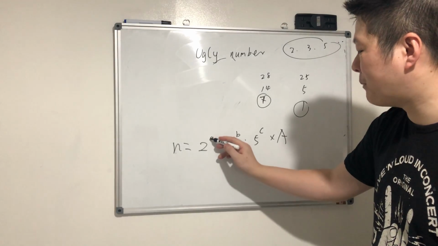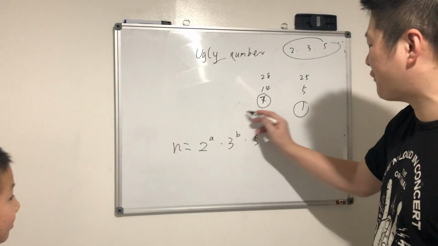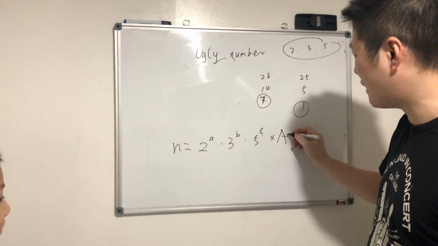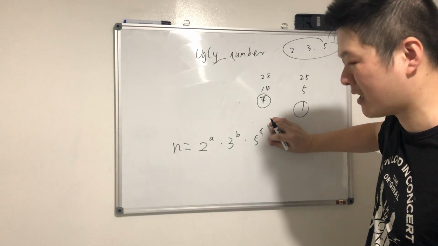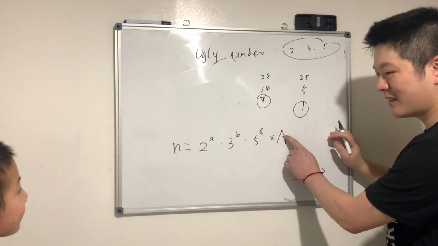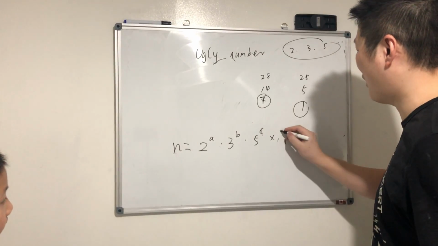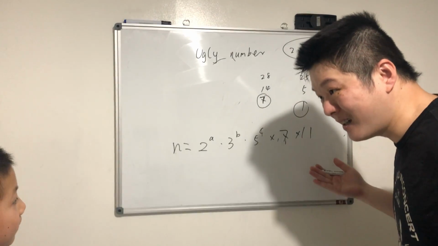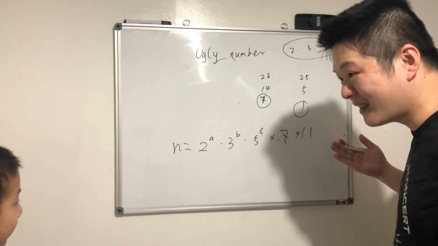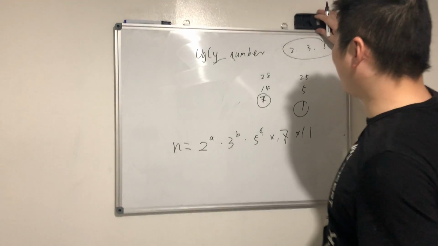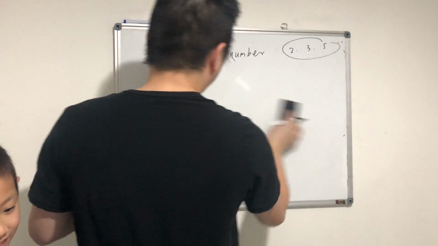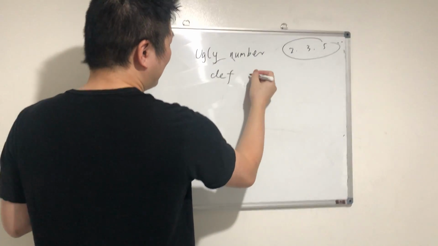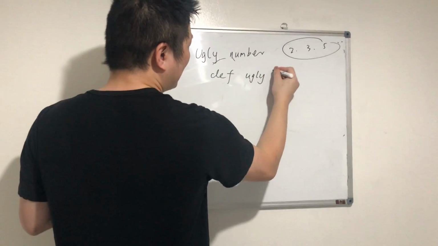So look, if we keep dividing by 2, by 3, by 5, and if the remaining is 1, it's an ugly number. If this is 7 or 11, it's not an ugly number, alright? Do you get it? Okay, so you tell me what to do. Define ugly n.